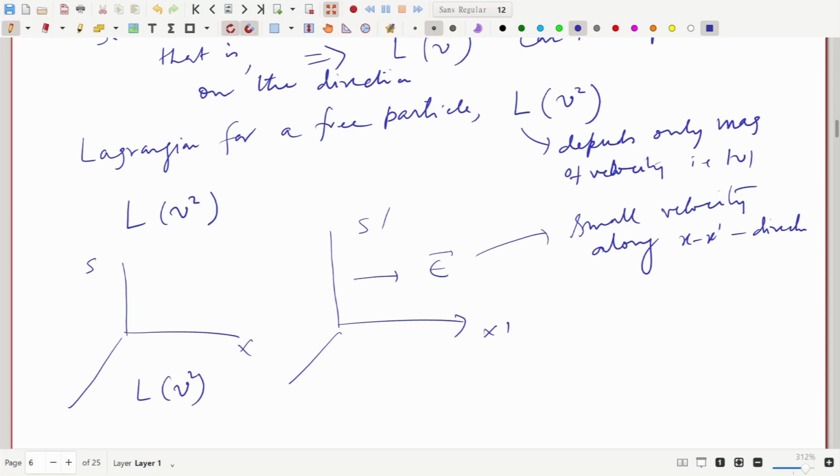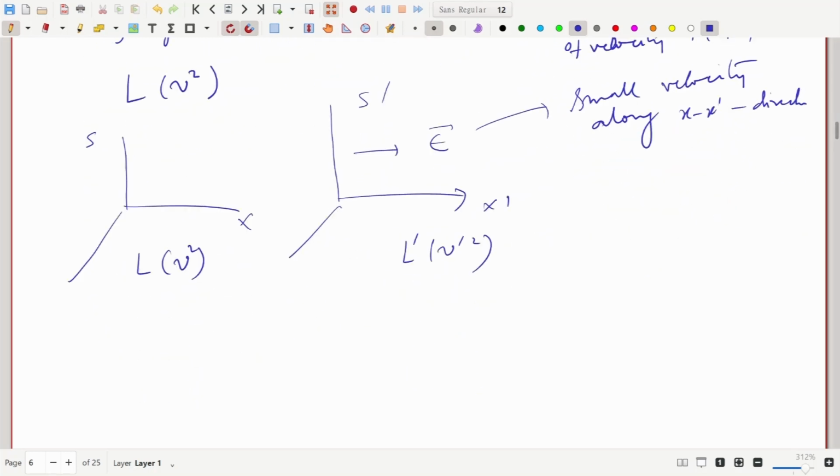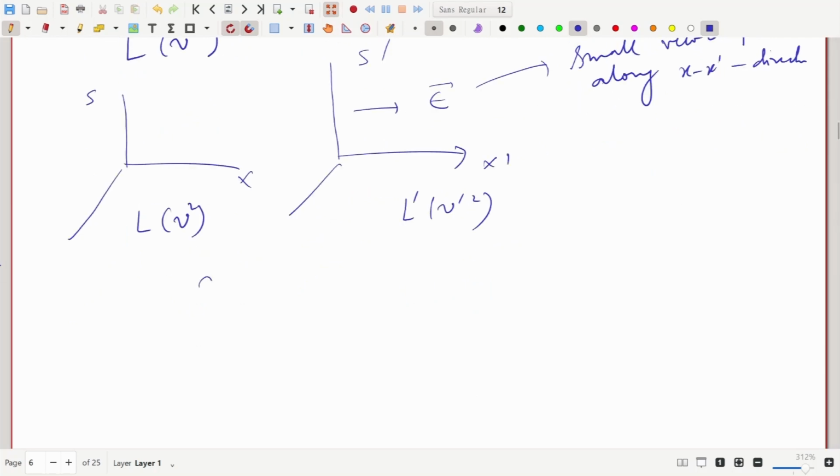The observer in the S prime frame will see L'(v'²) in his or her frame. But this v prime will be v plus epsilon. Both are inertial frames, and physics is not supposed to change in these frames. So all laws of motion should be covariant in all inertial frames. So L'(v'²) minus L(v²) I can calculate and we can see.